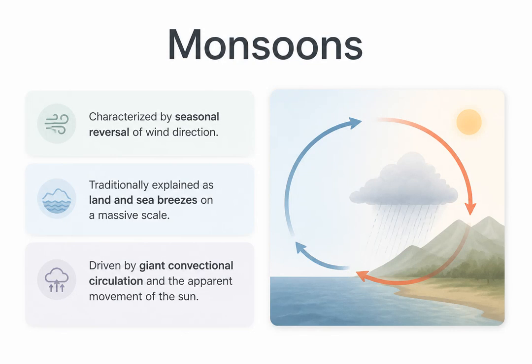The term monsoon refers specifically to a seasonal reversal of wind direction. Traditionally, geographers explained monsoons as essentially massive land and sea breezes, or as a giant convectional circulation system. This massive shift is primarily driven by the differential heating of continents and oceans over the course of a year, guided by the apparent movement of the sun.